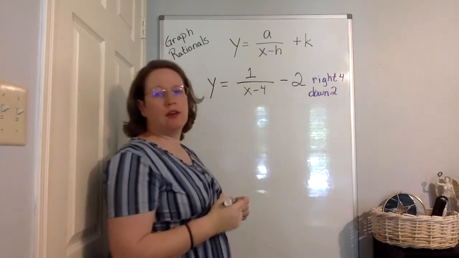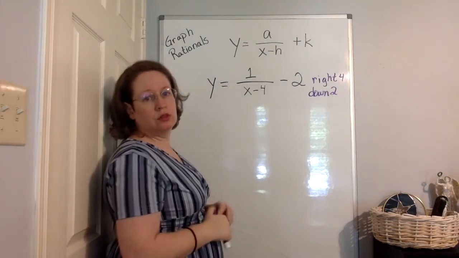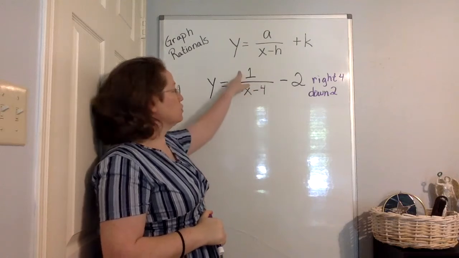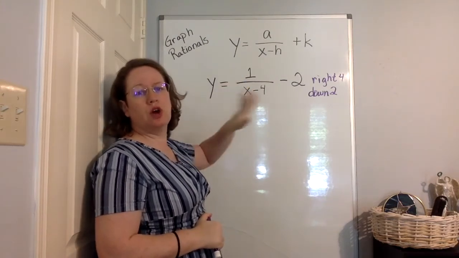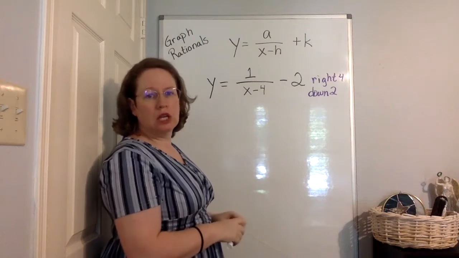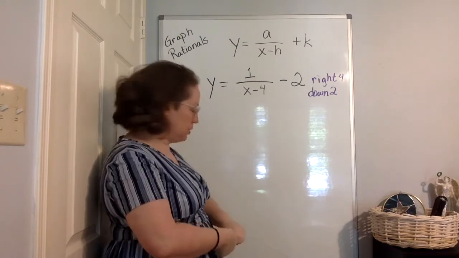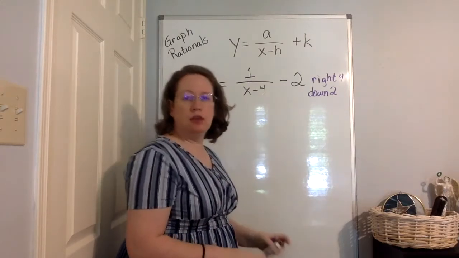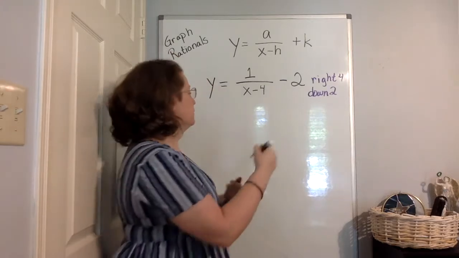And then do we have an A value? And the answer is no, we don't. There's just a 1 on top, so there's no A. There's no stretch, there's no compress, there's no reflection. Not a big deal. So we picked a really easy problem. So let's see if we can actually graph this.